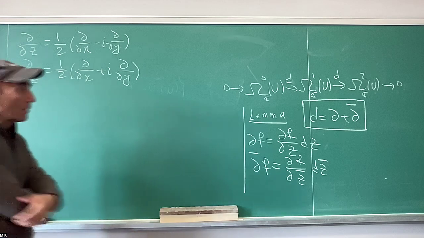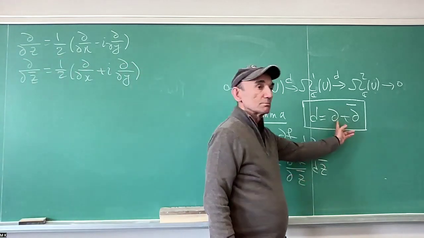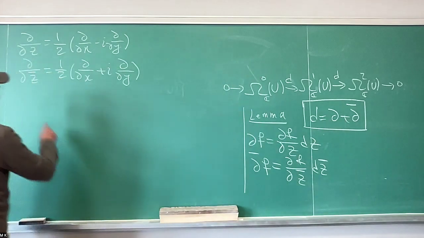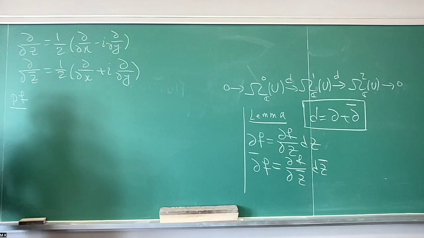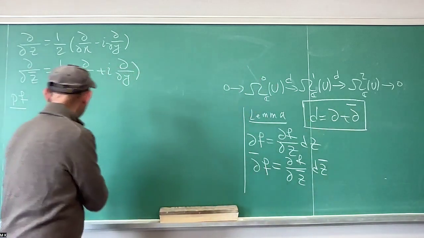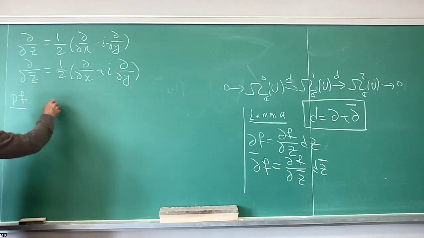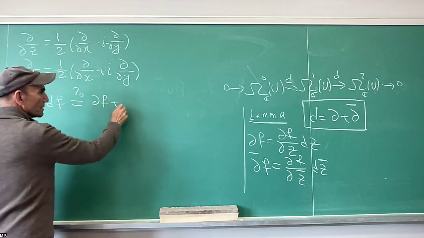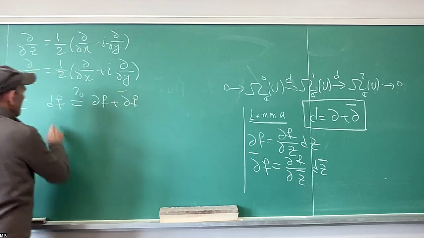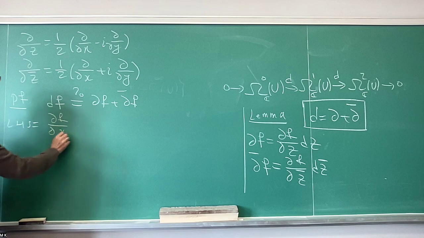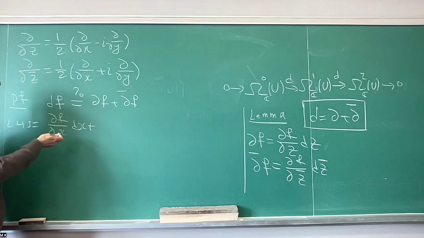Okay. Now to prove this, we just substitute for d/dz and d/dz bar and check that this is the same. So, proof of lemma. We want to check that, for example, df is equal to del f plus del bar f. Well, the left-hand side is df/dx dx plus df/dy dy, right?